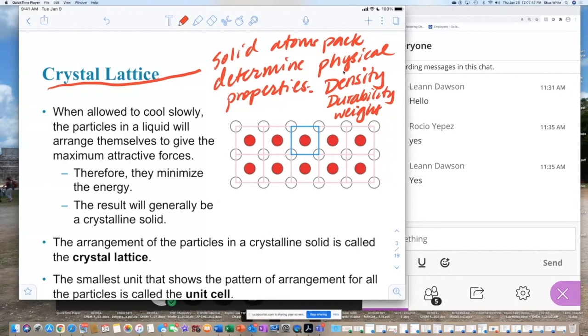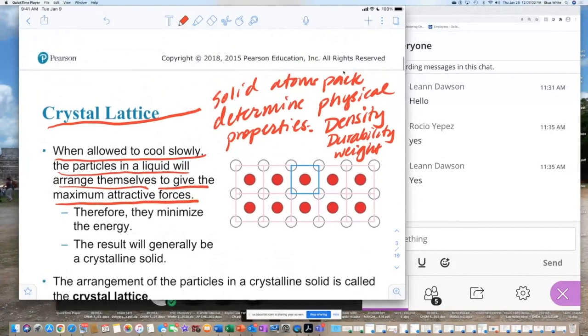Okay? So going back to this, we're told, allowed to cool slowly, the particles in a liquid will arrange themselves, they will align themselves to give maximum attractive forces. So we're starting by going from liquid to a solid. Okay? In looking at the solid, how is that crystalline lattice made? It's made when these atoms are allowed to cool and naturally, organically form those intermolecular forces. And remember, solids tend to have relatively the highest intermolecular force compared to, of course, liquids.